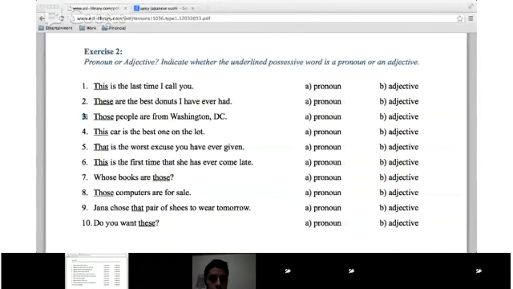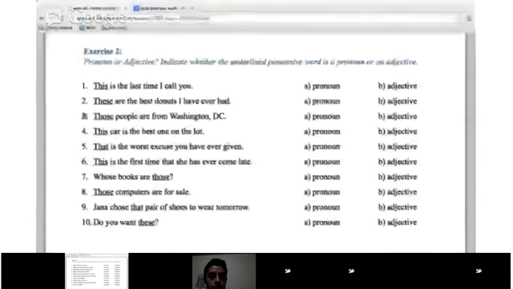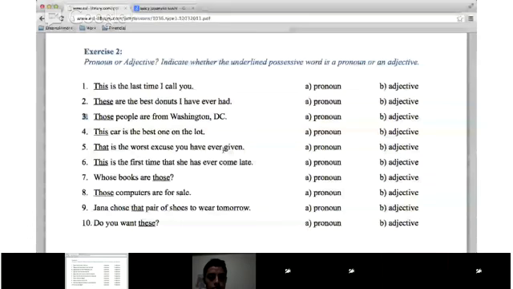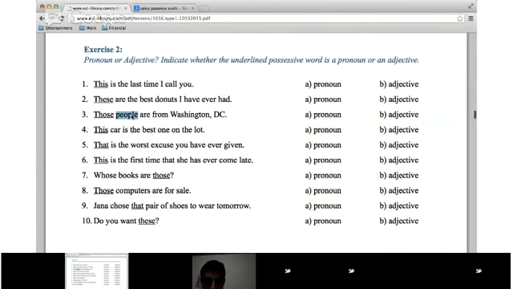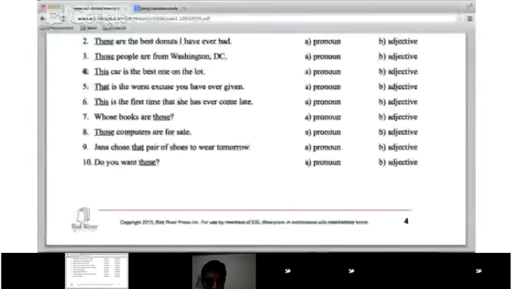Number 3 is for Rex. Those people are from Washington, D.C. It's an adjective. Excellent. This is an adjective. We have those plus a noun that follows, automatically making it an adjective. Good. All right, number 4.